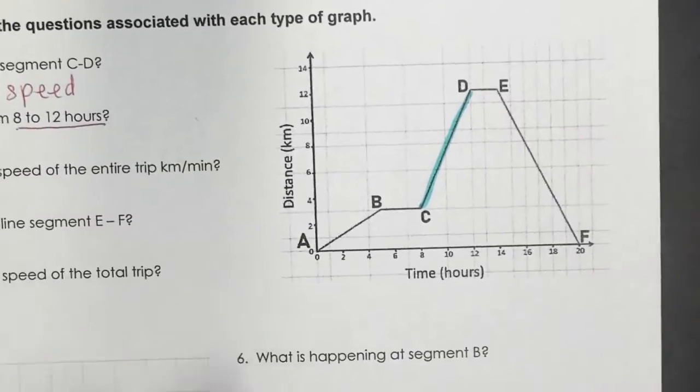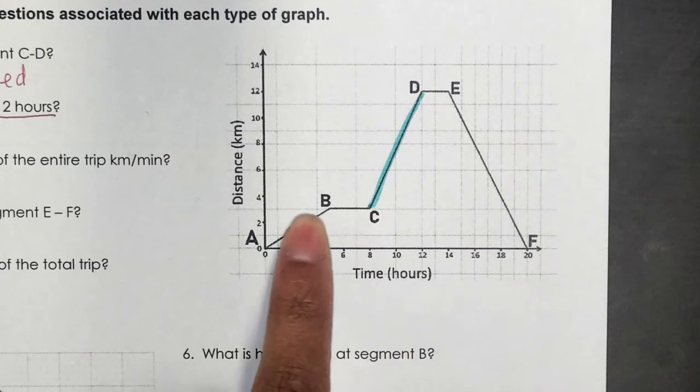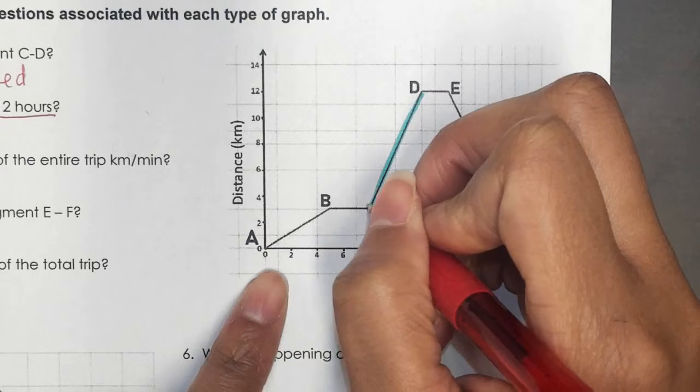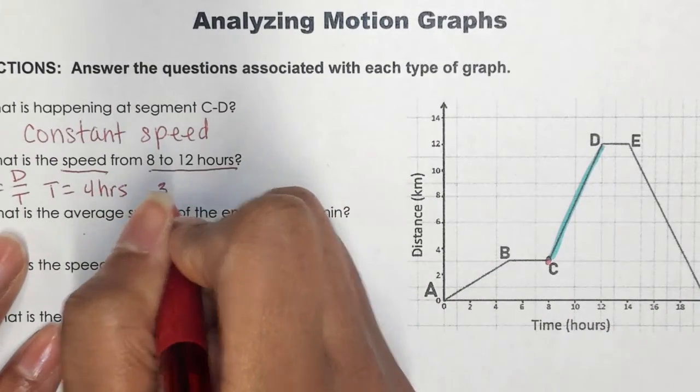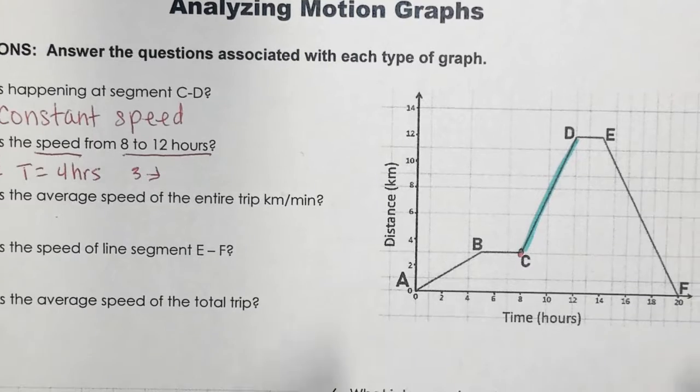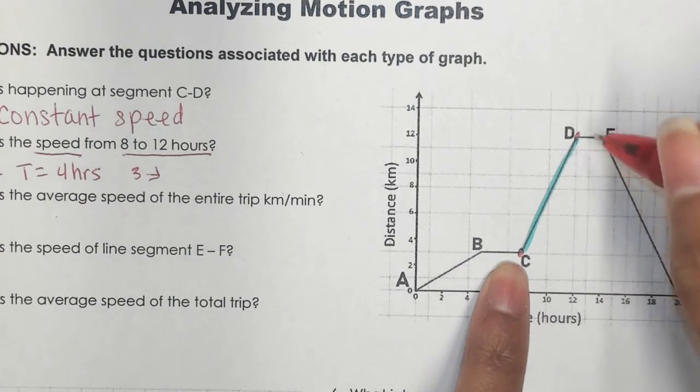And now I need my distance. So at 8 hours, what distance was I at here? 3. I was at 3. So I'm starting at 3. I'm just going to write that right here so I know I'm starting at 3. And I went until I got to 12. Now what distance did I get to?